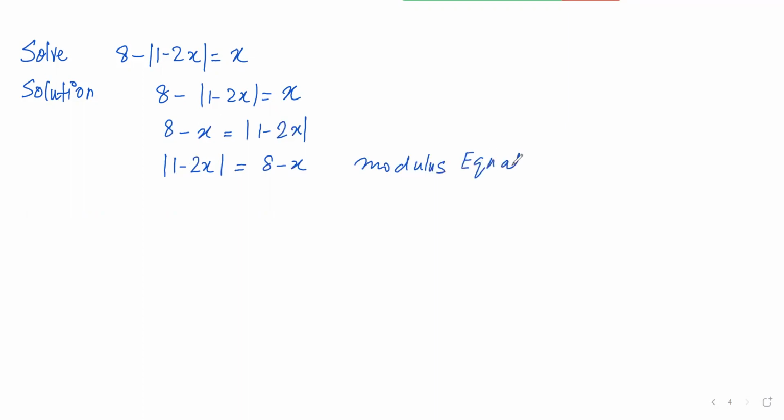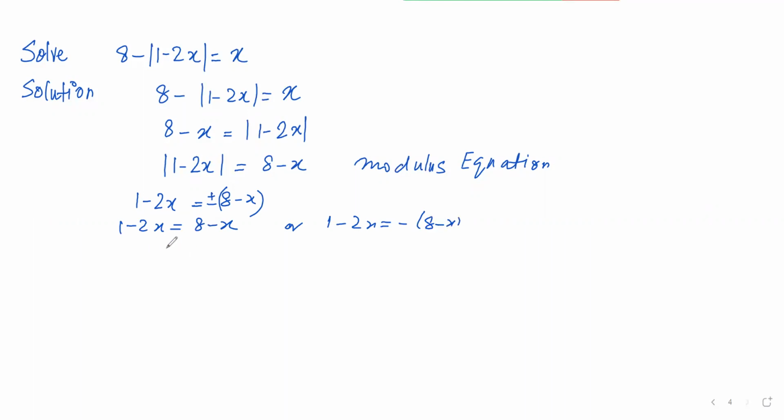So how do we solve this modulus equation in which one side contains the modulus and the other is linear? The technique is simple and the same as before. You remove the modulus by writing plus minus on either side. You can write plus minus on the left hand side or the right hand side, it doesn't make any difference. So 1 minus 2x equals 8 minus x is one case, and 1 minus 2x equals minus (8 minus x) is the other case.